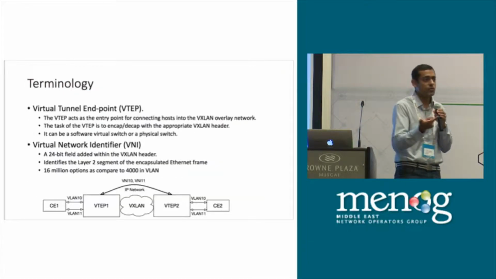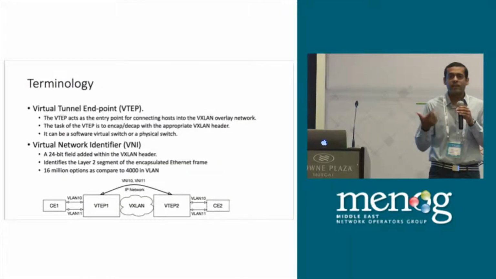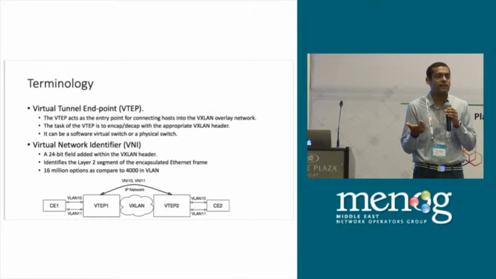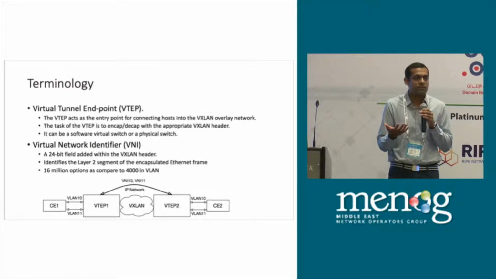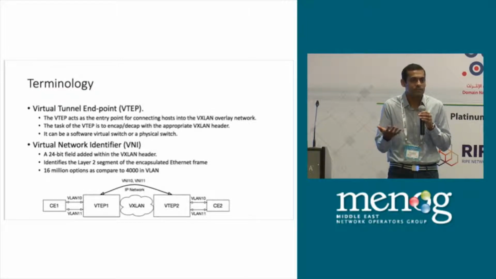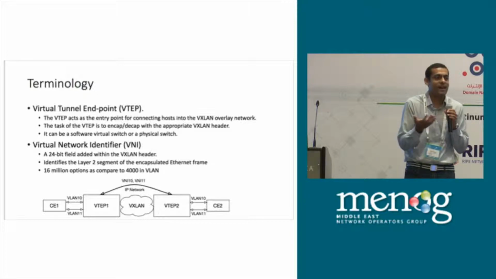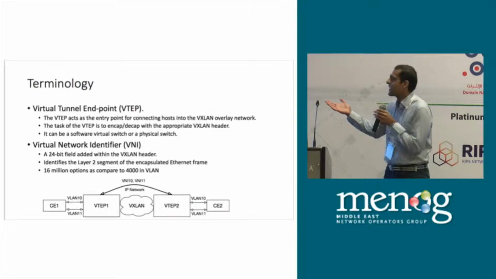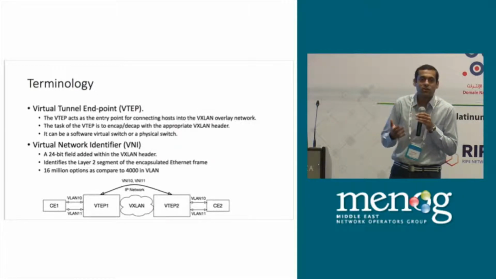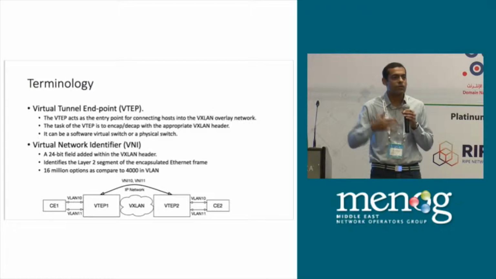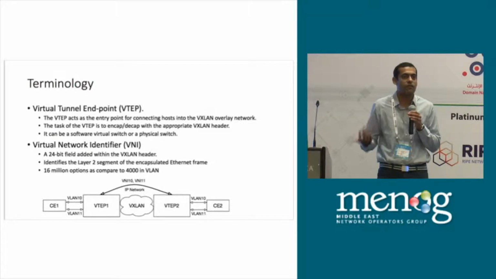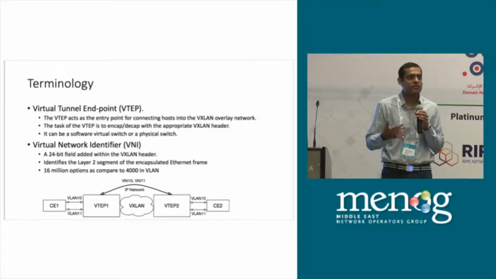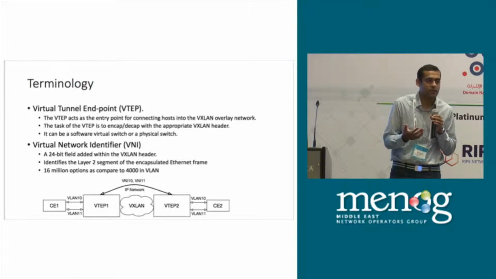Terminology, the two key terminologies. In VLANs, we had the VLAN identifier. In VXLAN, we have the VXLAN identifier. The name is VNI, Virtual Network Identifier. It's a 24-bit number, so it greatly increases the number of VLANs. We had 4,000, now we have 16 million. So it's unlikely to run out in a network.